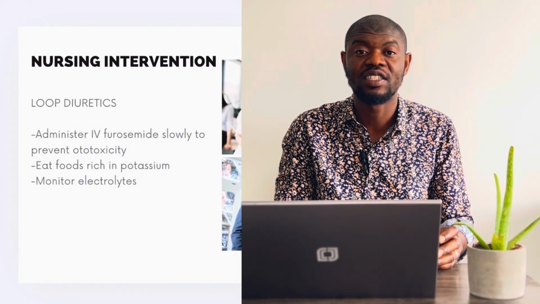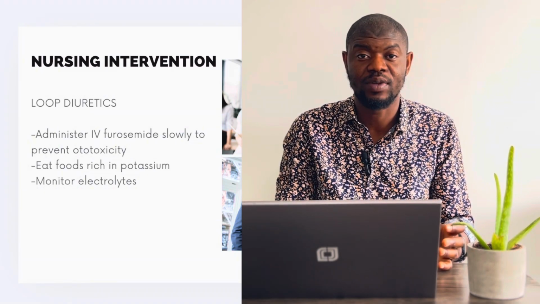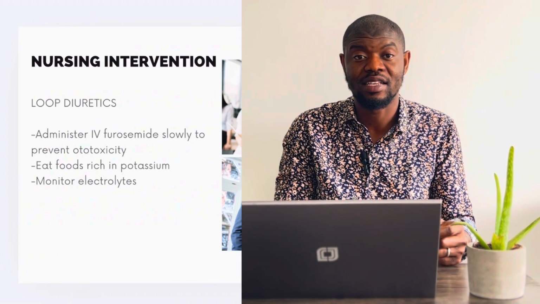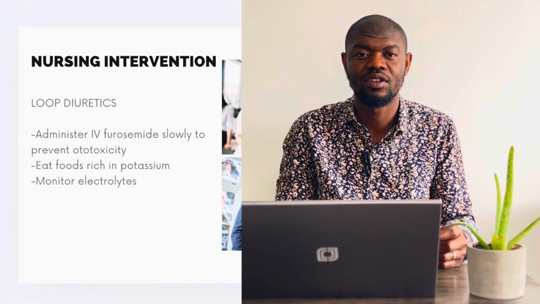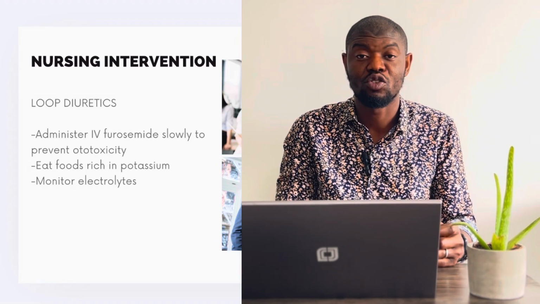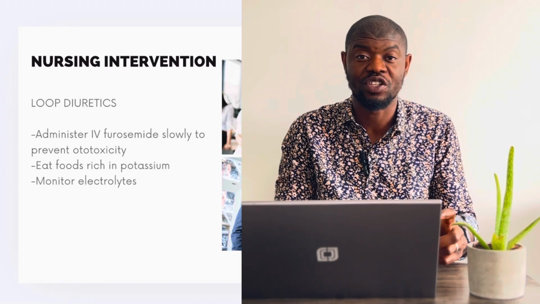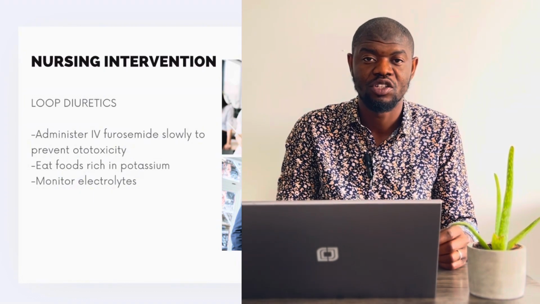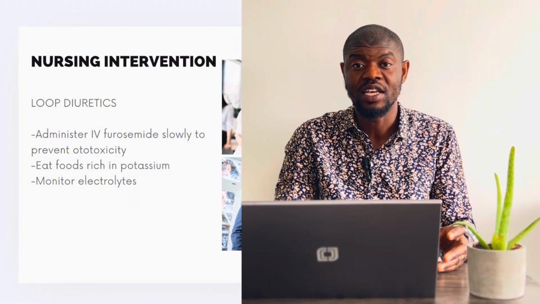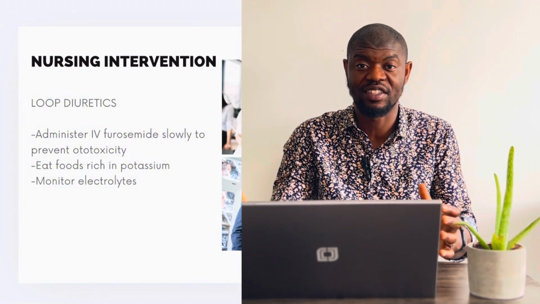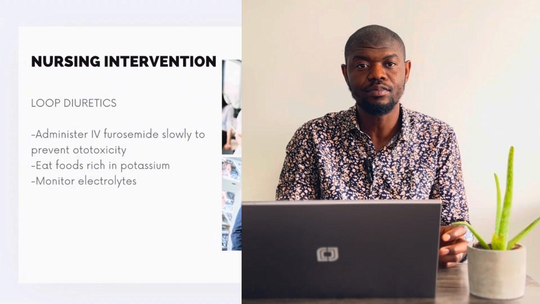Now, we mentioned that furosemide is one of the examples of a loop diuretic. The one thing that is associated with giving furosemide quickly is ototoxicity. So you can become deaf when you give IV pushes of furosemide very quickly. So usually when you administer IV furosemide, it is advised that you give it slowly, just so you can prevent any occurrences of deafness or hearing loss.